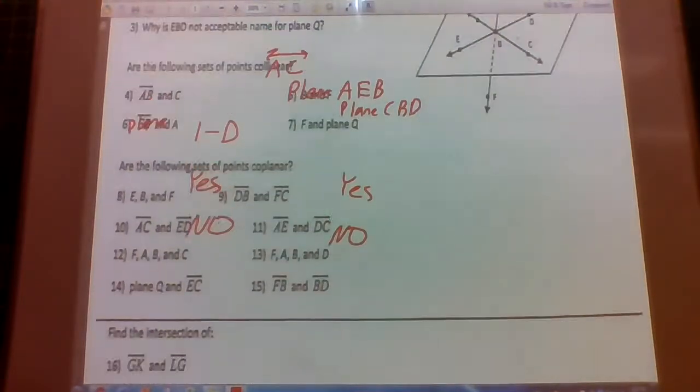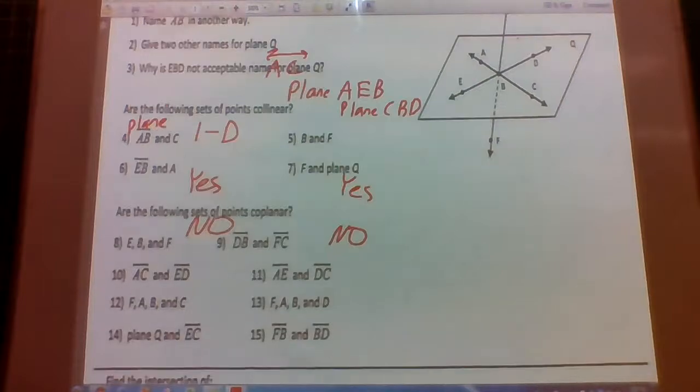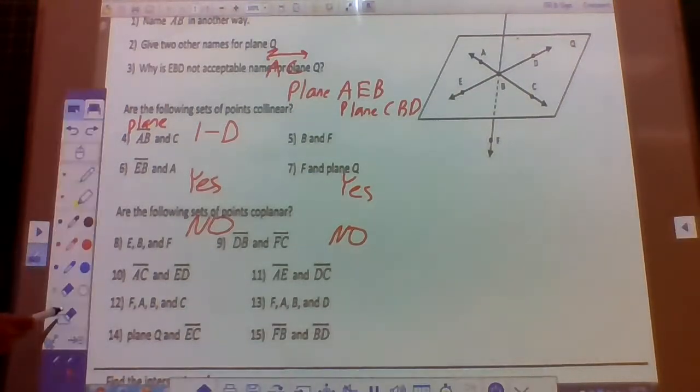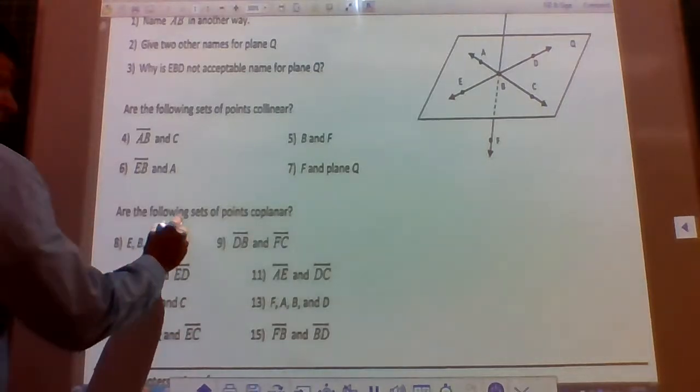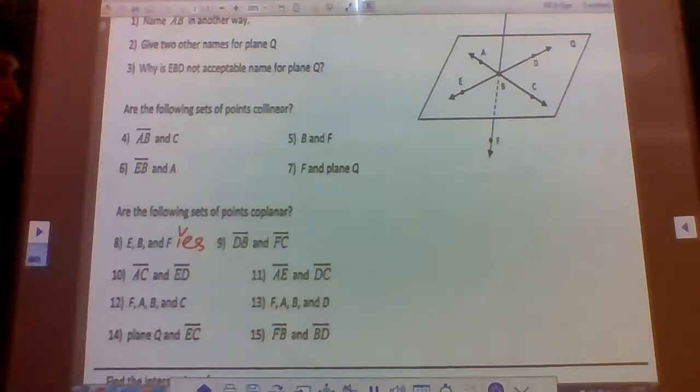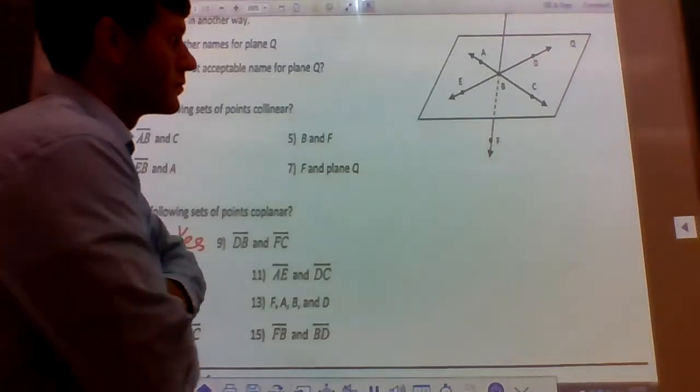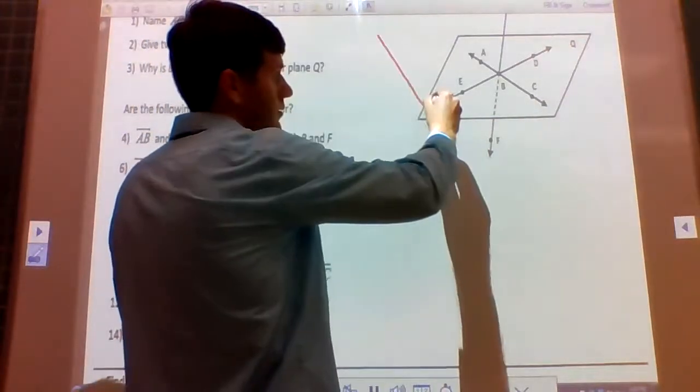Okay, I think we're still with the same diagram here for the ones down below, 8 through 15. Are E, B, and F coplanar? Okay, again, yes, you have 3 non-collinear points. We can draw a plane that they're all on. Right, we can draw a plane.